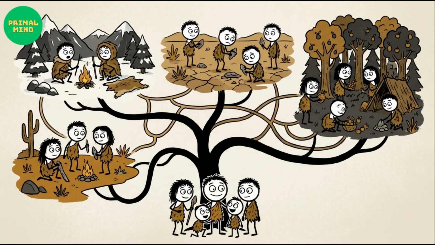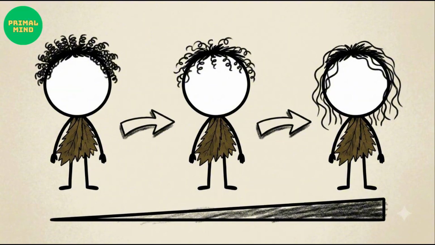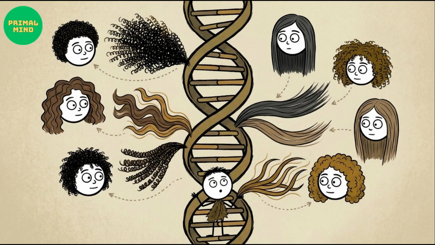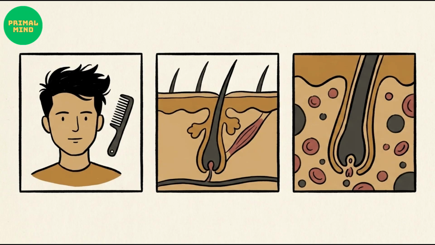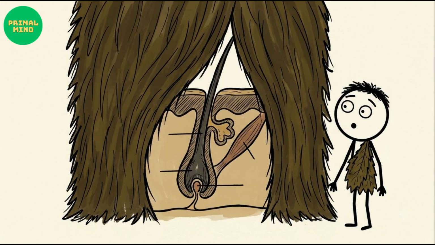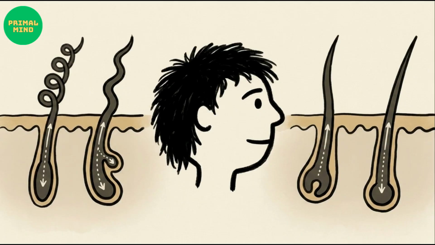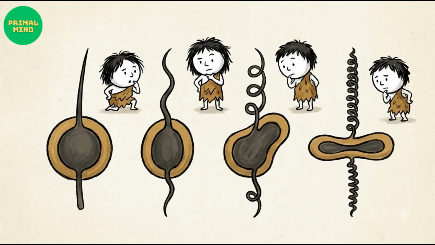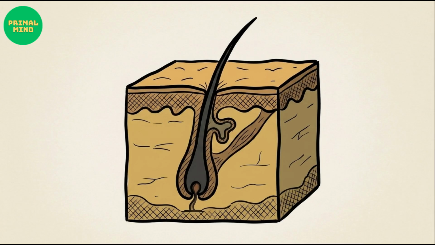How did one species split into people with hair that ranges from tight coils to straight sheets, all from the same genetic starting point? Let's start with the part almost nobody explains properly, which is what hair texture actually is on a physical level. Hair texture isn't determined by the hair itself. It's determined by the shape of the follicle, the tiny tube in your skin the hair grows out of.